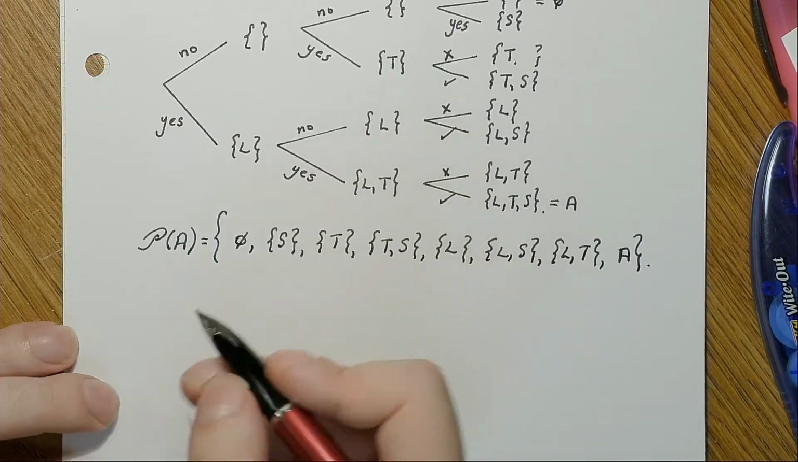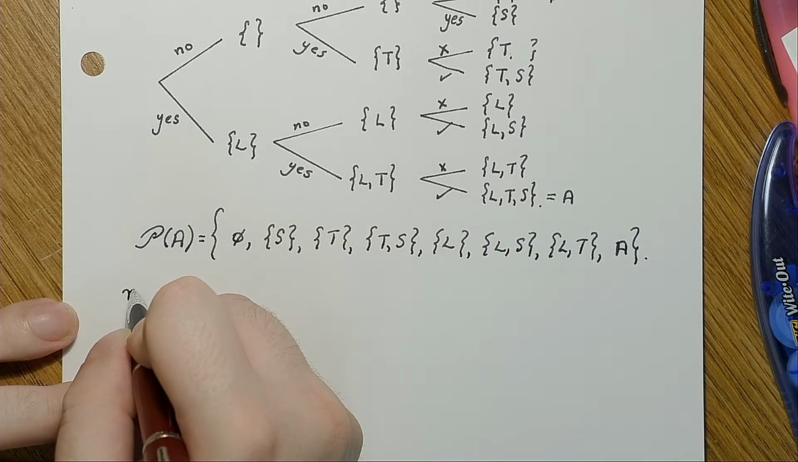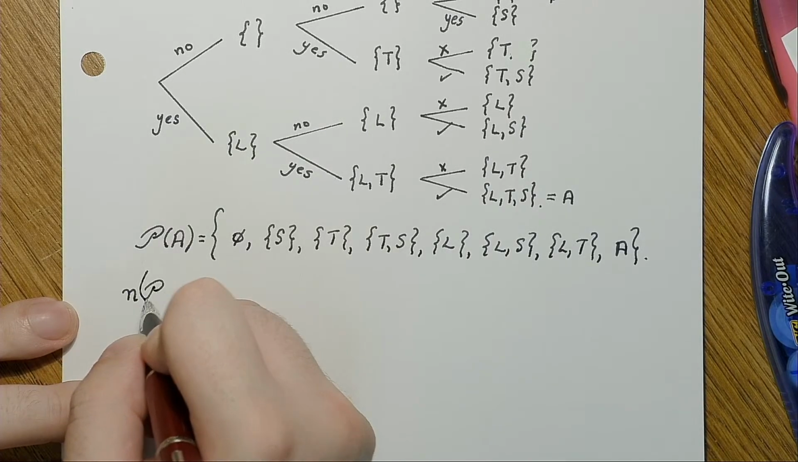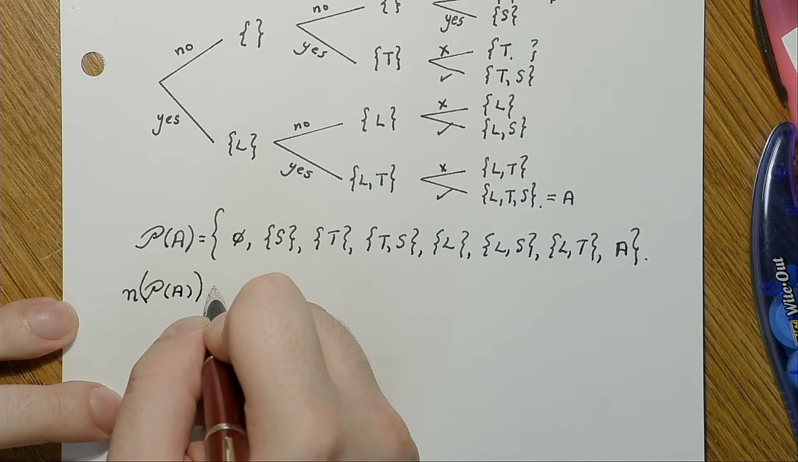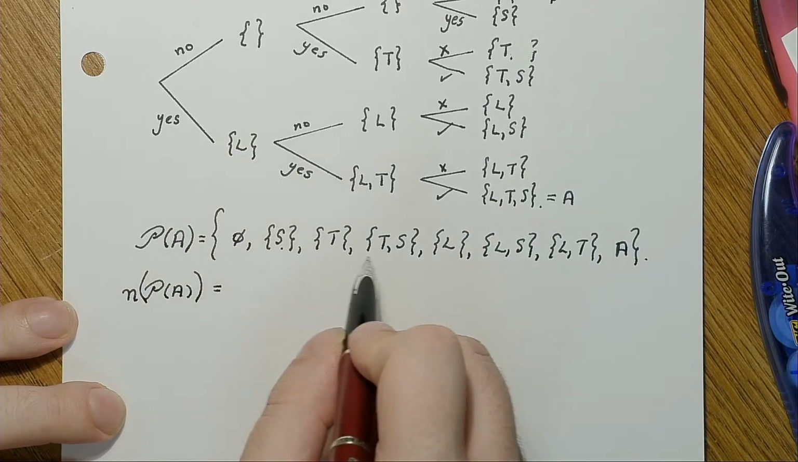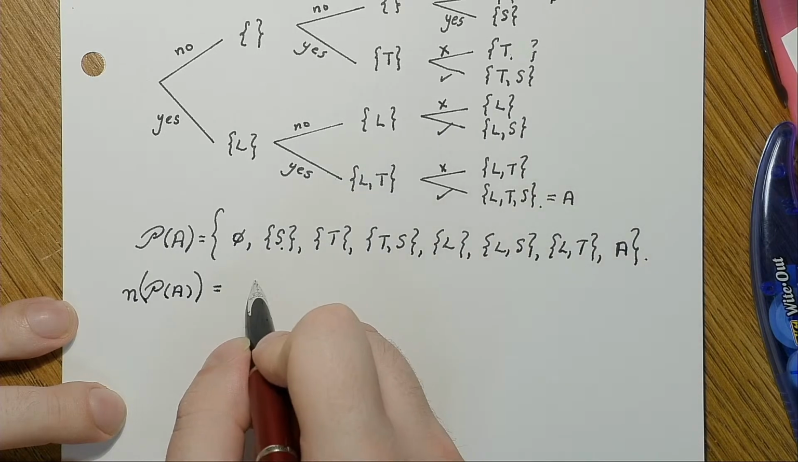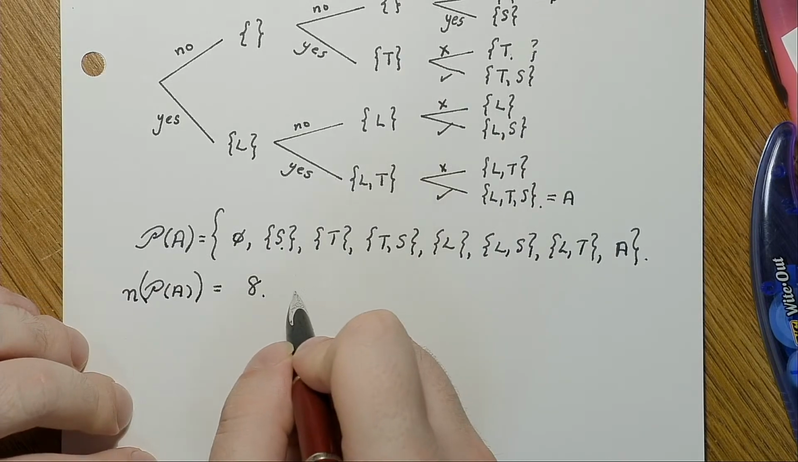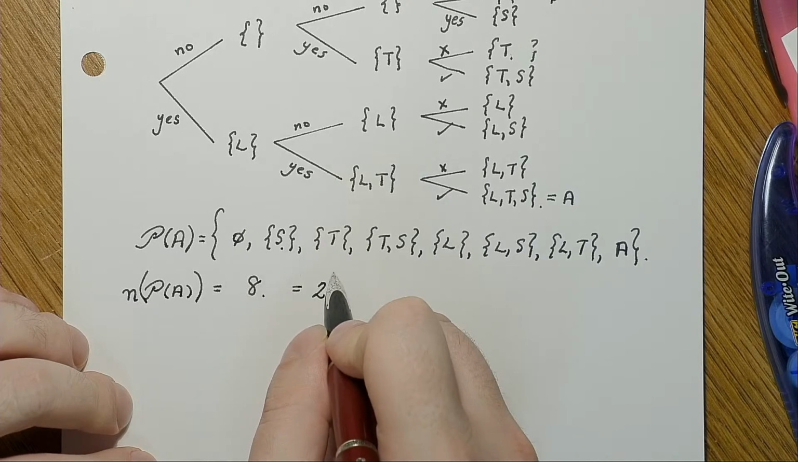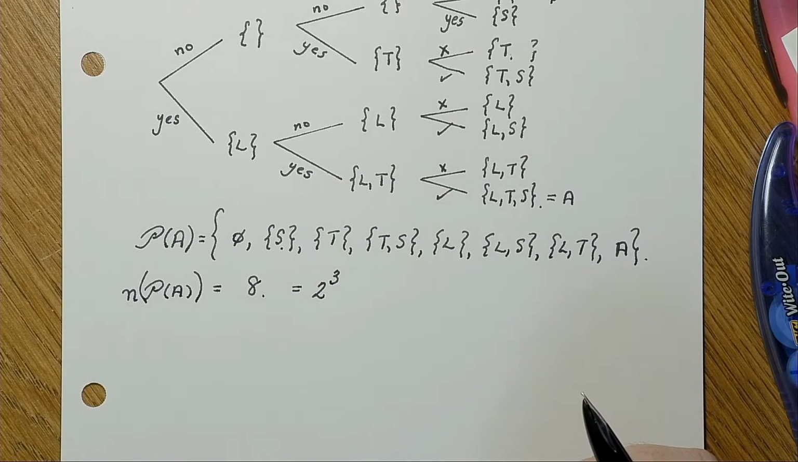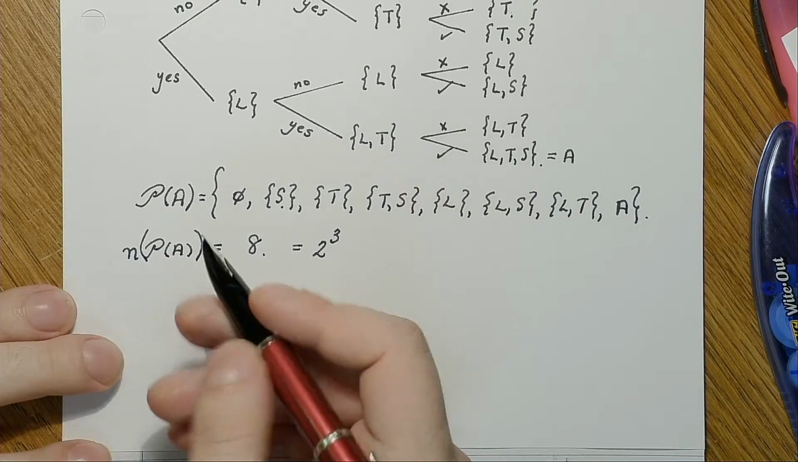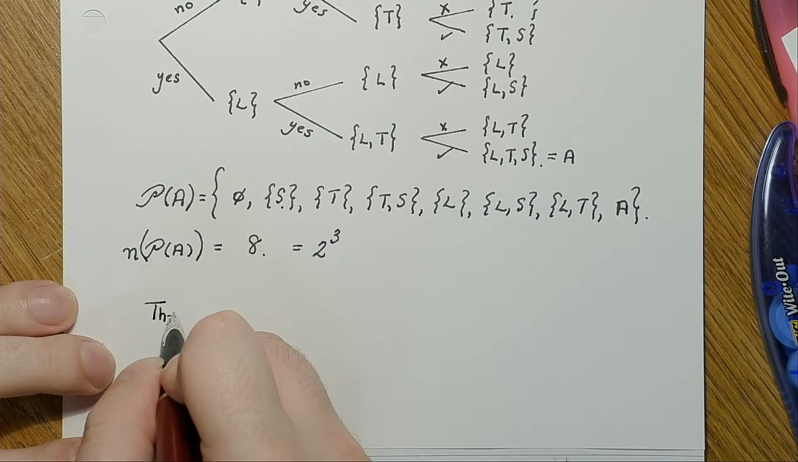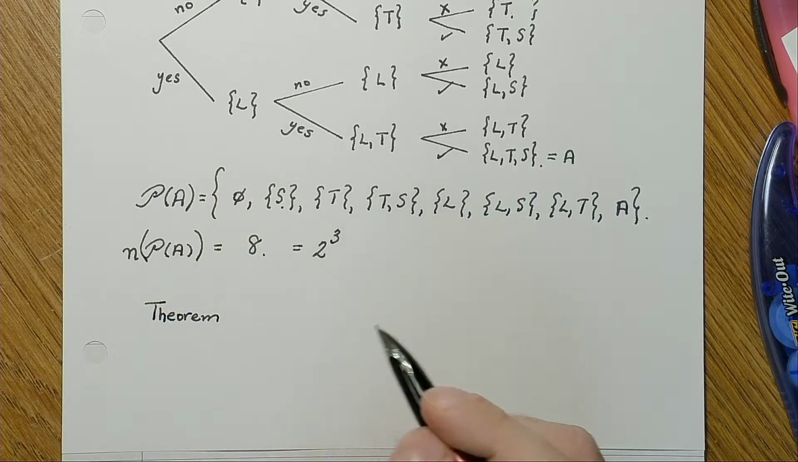So then the question is, what is the number of elements in the power set? Well, that's 1, 2, 3, 4, 5, 6, 7, 8. It also works out to 2 to the 3. This is something we can point out quickly. I will get to prove this later, but here's a theorem.